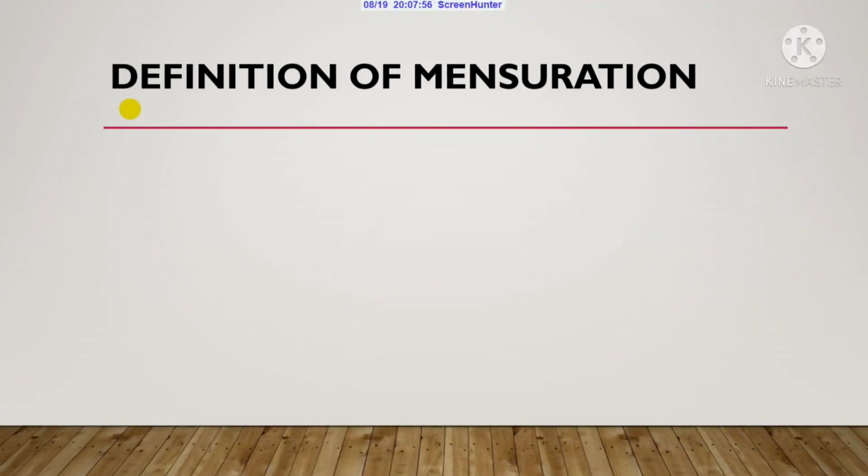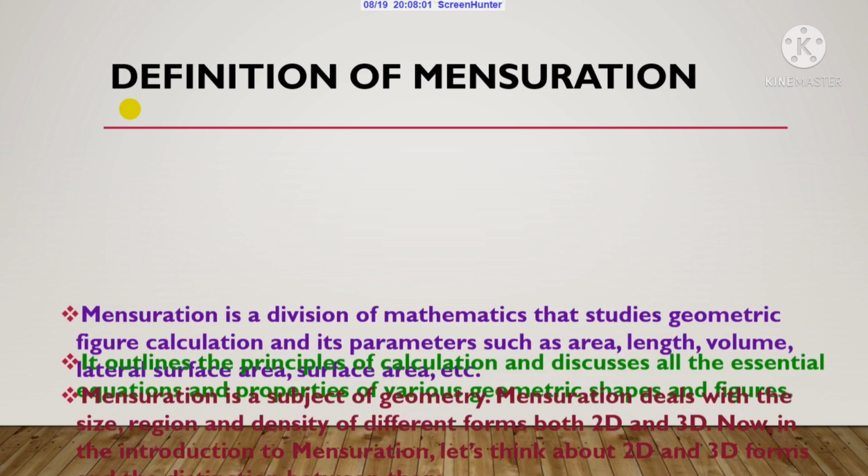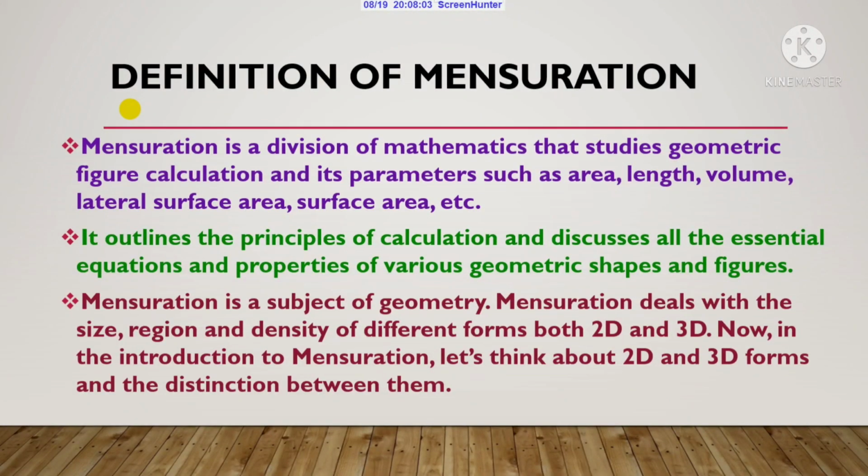So let us learn what is the definition of mensuration. Mensuration is a division of mathematics that studies the geometric figure calculation and its parameters such as area, length, volume, lateral surface area and so on. It outlines the principles of calculation and discusses all the essential equations and properties of various geometric shapes and figures. Mensuration is a subject of geometry.